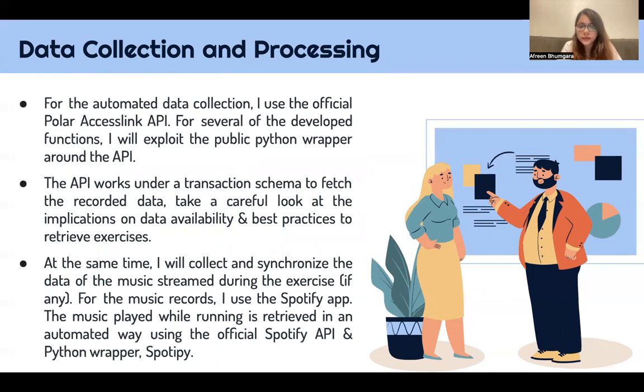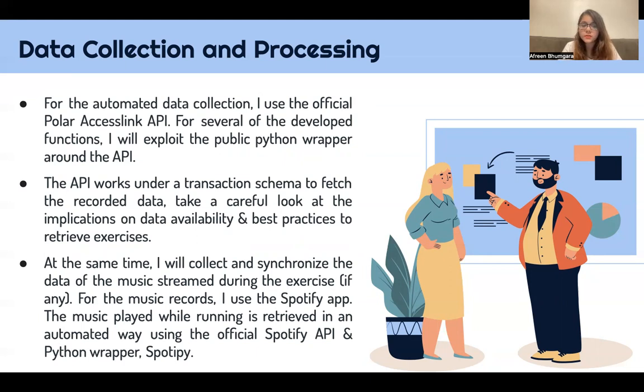For the automated data collection, I will be using the Polar API. With that, I will be able to exploit the Python public wrapper around the API. What this API does is use a transaction schema to automatically fetch the recorded data. It takes a look at the implications on the data that is available and then uses best practices to retrieve exercises that are suitable. At the same time, I will also collect and synchronize the data of the music stream during the exercise if any music is being played.